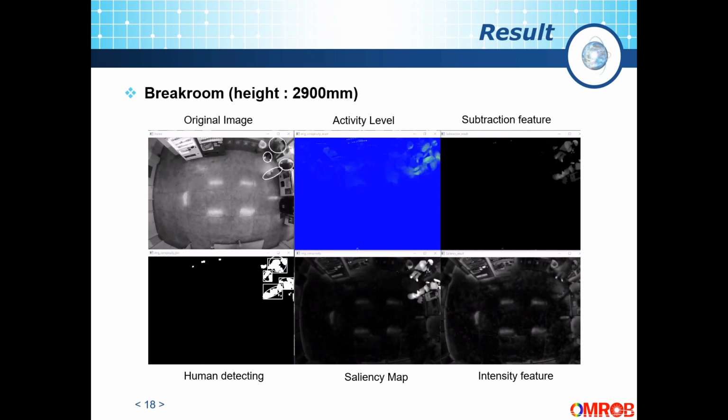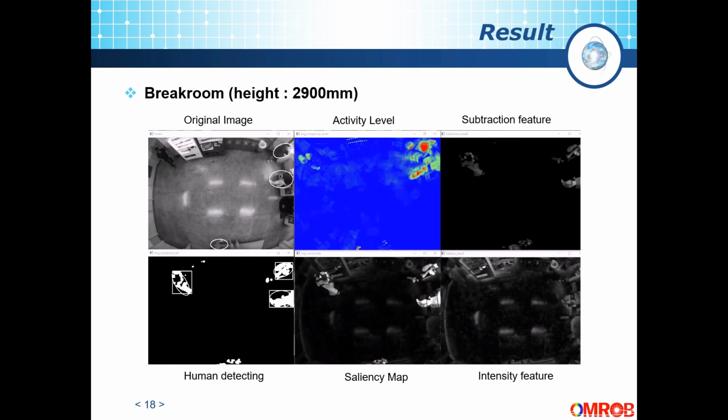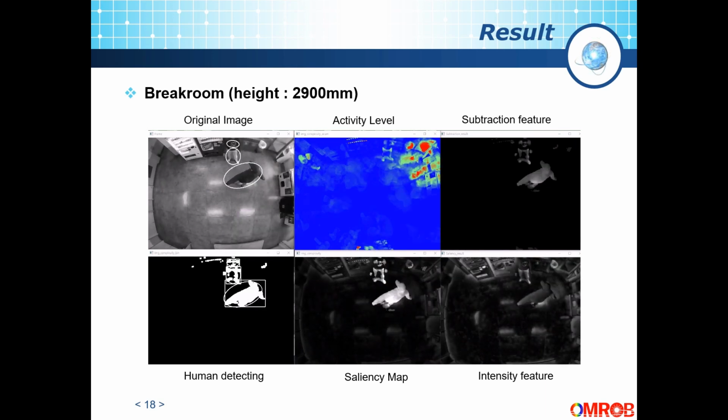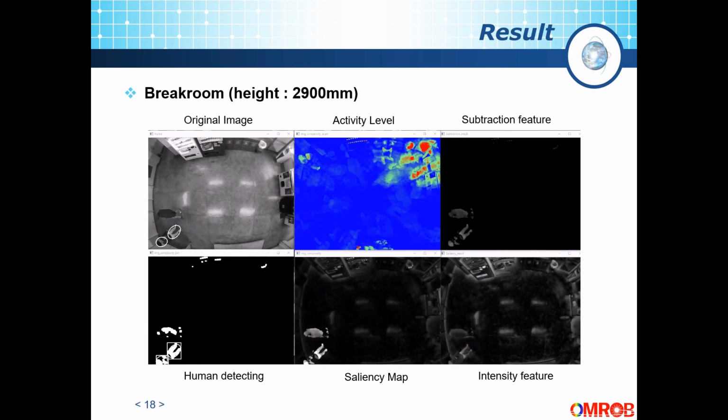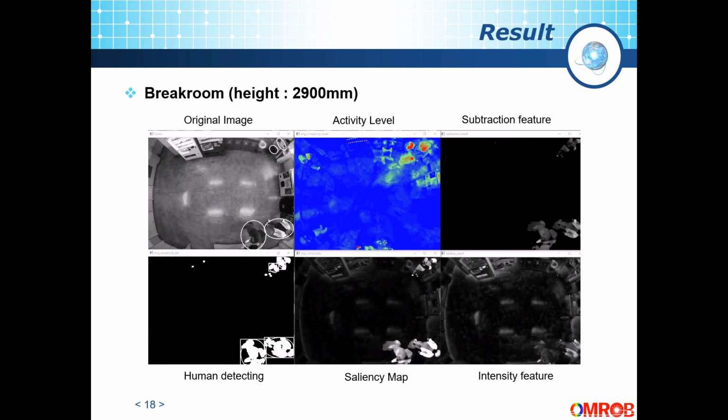This is the result of the break room. Data was obtained at a height of 2800 millimeters. There is a vending machine at the top of the image, and a water purifier in the upper right corner. High activity level can be observed around the water purifier.